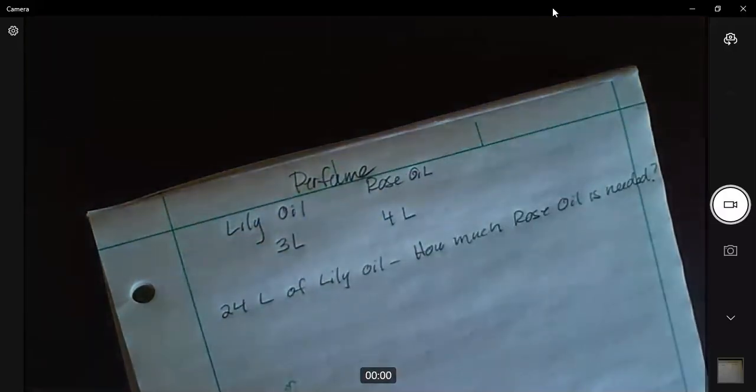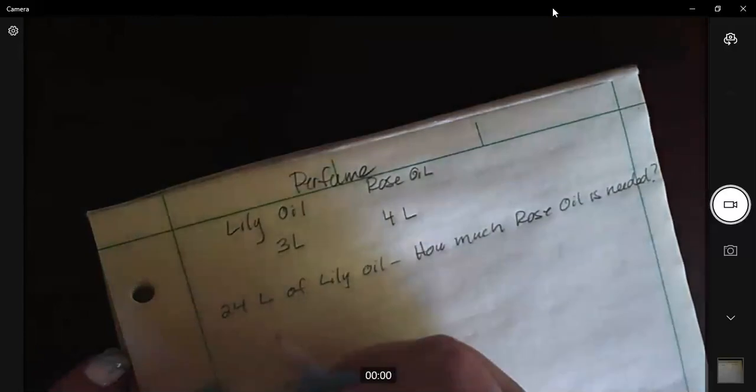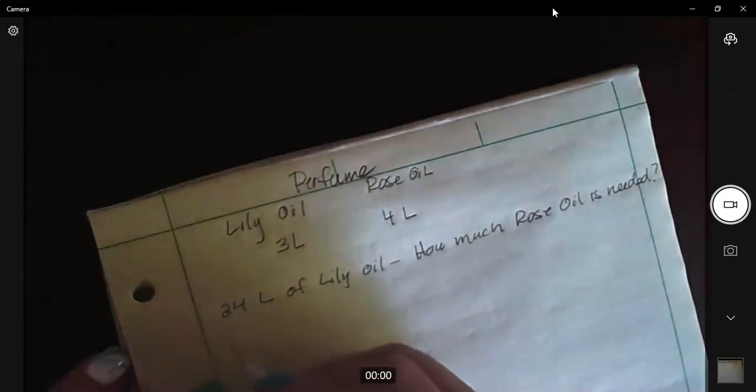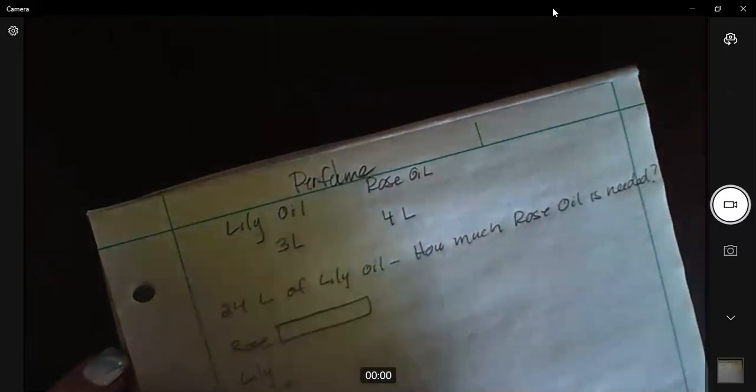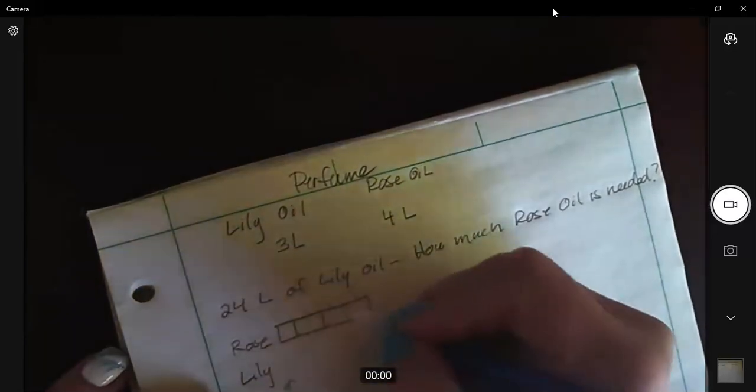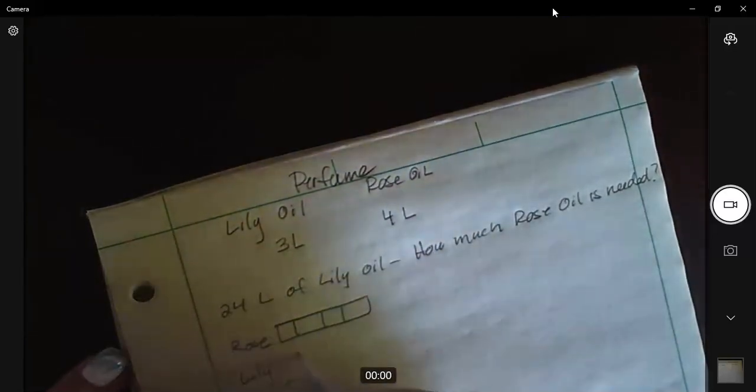Okay, so how much rose oil would be needed? In this case, let's write this out. Here's your lily. We'll do the rose, and we'll do the lily, and let's do a strip diagram with this. So how many parts are rose? 4 parts. And then how many parts are lily? Going to be 3 parts.